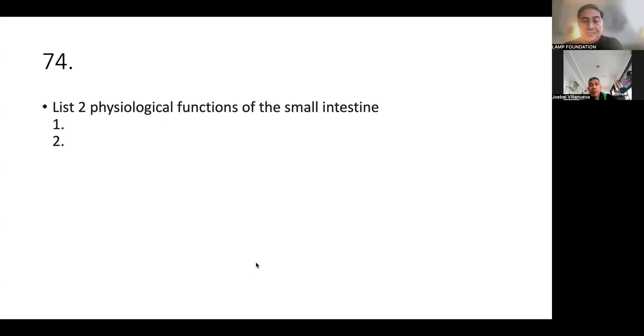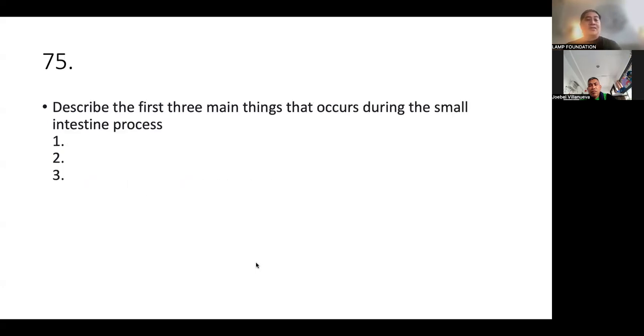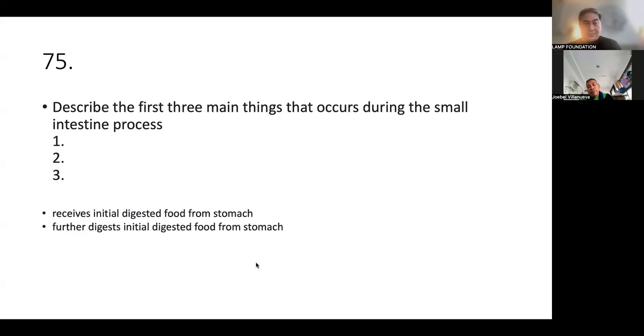List two physiological functions of the small intestine. First, we have dominating receiving, digesting, and transforming. The second one is separating the clear from the turbid. Describe the first three main things that occur during the small intestine process. First, we receive the initially digested food from the stomach. The second is to further digest the initially digested food. And the third is to transform the digested food into food essence.